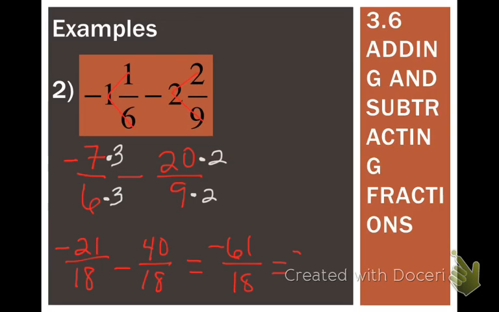So the answer is negative 3 wholes. And what number goes on top here? 18 times 3, 54. So negative 3 and 7/18 is the answer. I double check it. 18 times 3 is 54, plus 7 is 61. Check. Good job.